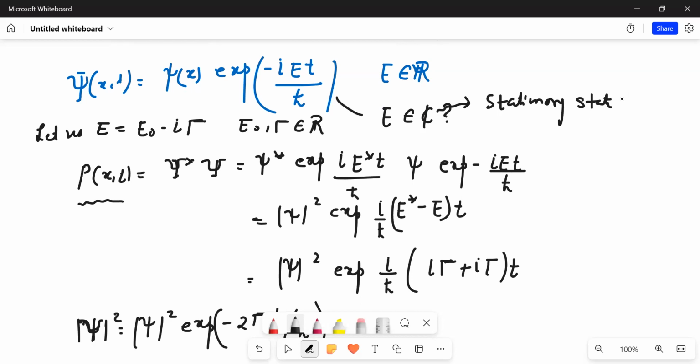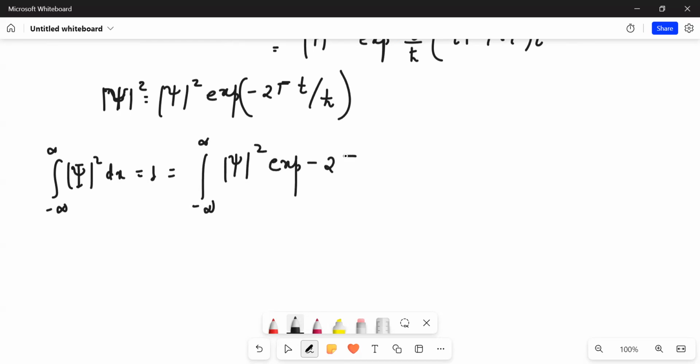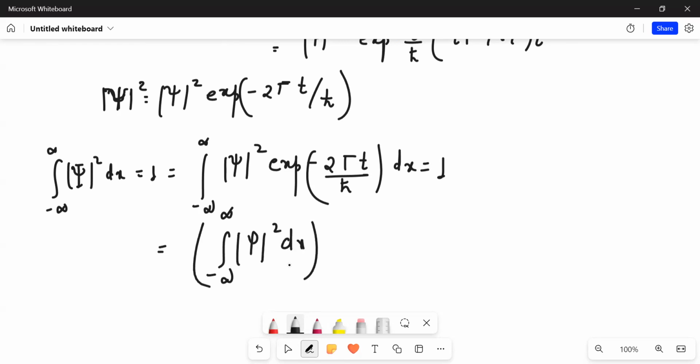So for a stationary state, this E must be real. Another way of looking at it is that the integral must be a constant and it must be equal to 1. So if I am calculating the integral from minus infinity to plus infinity of the probability density as 1, which from the above analysis equals this, and when we take the time factor outside the integration, we get the integral of |psi|² from minus infinity to plus infinity times e^(γt/ħ) equal to 1.